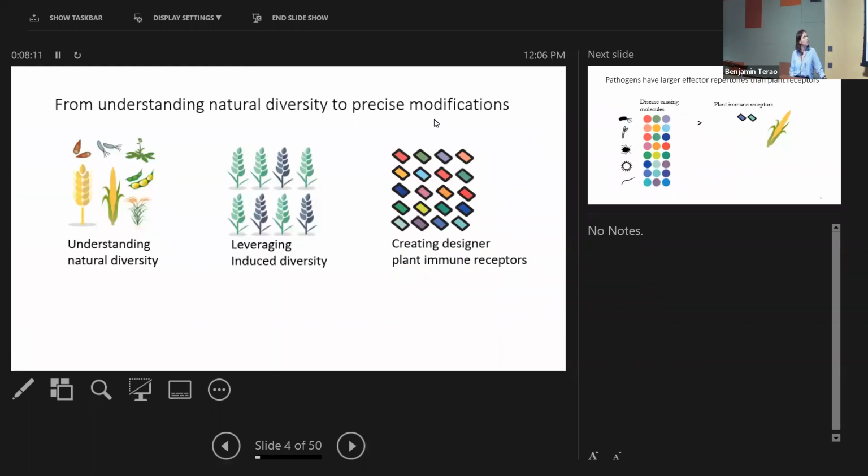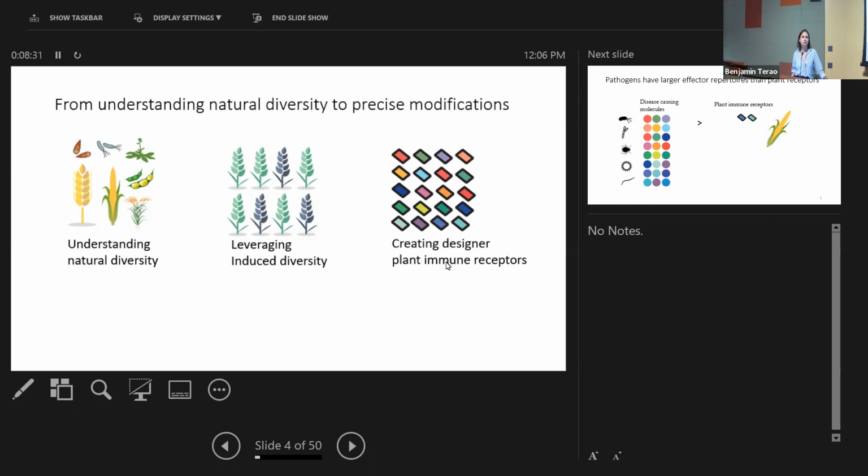The research projects in general that we work on span 3 different areas. Most of it is built on our understanding of natural diversity, and that's the bread and butter for our projects. We're also starting to leverage induced diversity and synthetic biology.